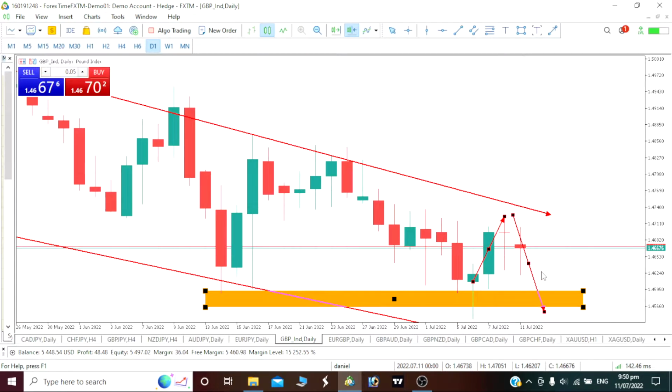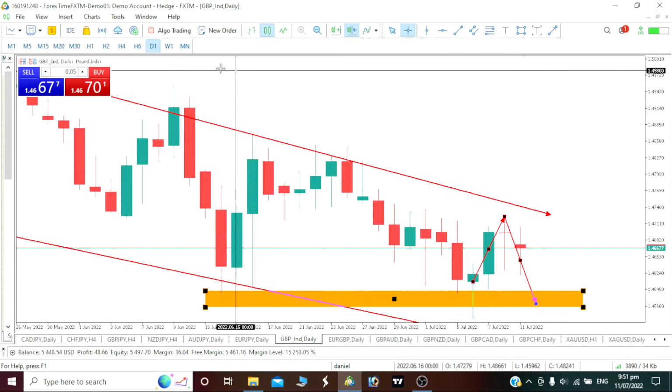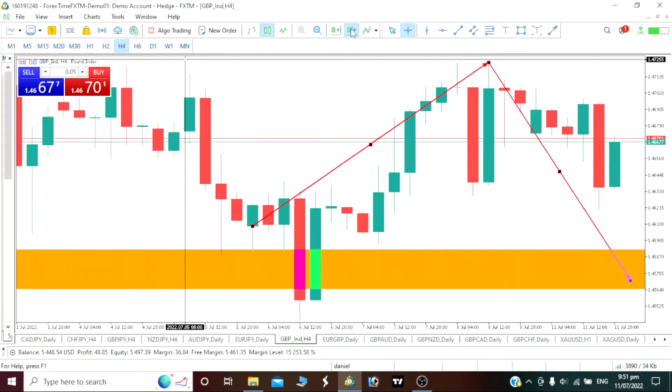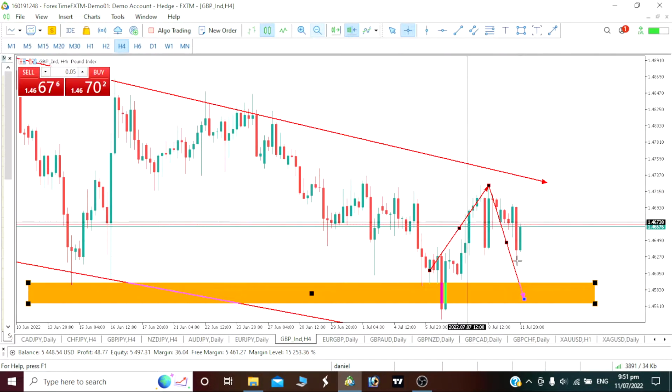Now we are to see another fall on our pound to test this area before we consider going bullish on our pound index. So it just depends, or we might continue on a downtrend move. But let's get a drop first on our pound index. That is exactly what we are aiming for on our 4-hour time frame. We are also aiming to actually see that drop.